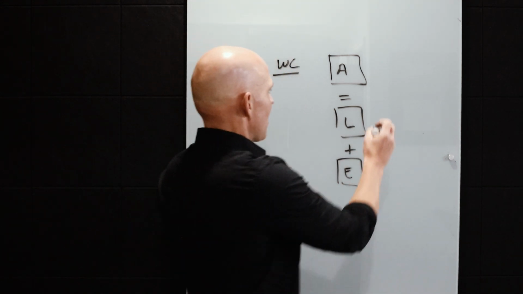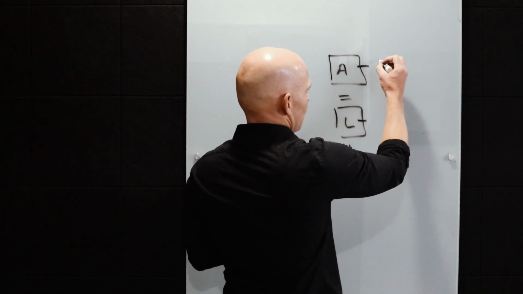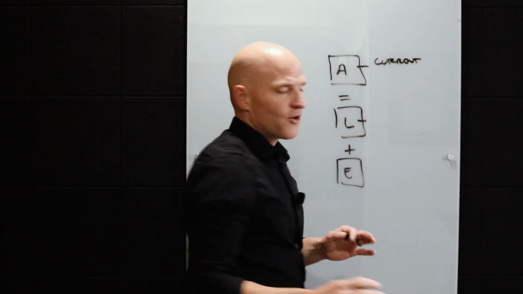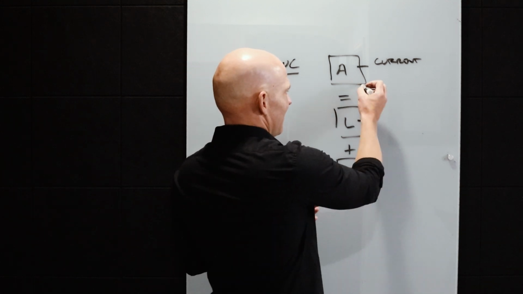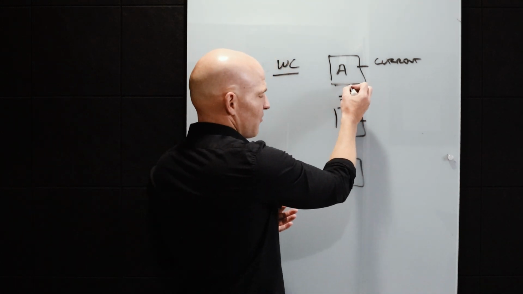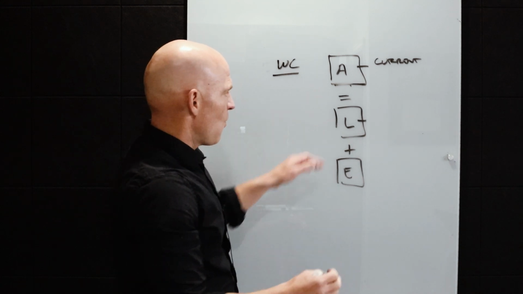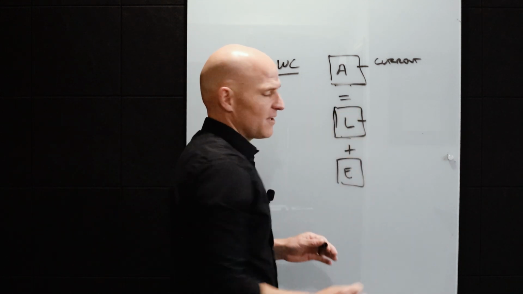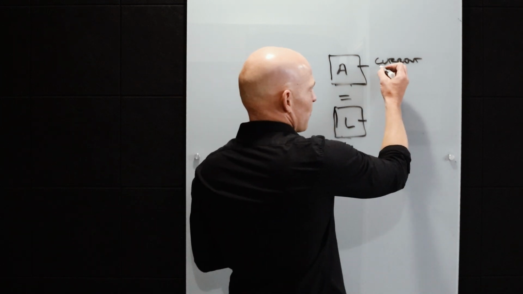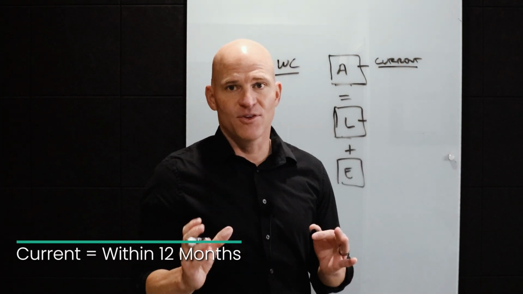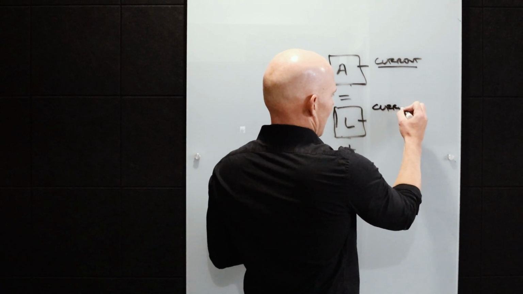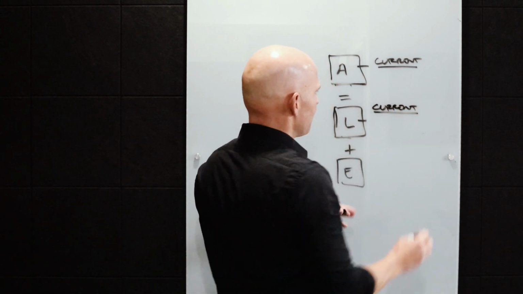Now, under assets and under liabilities, we have current items. Current items just represent things that are going to mature and convert into cash theoretically within a 12-month time frame under assets, or items under liabilities that are due and payable within a 12-month time frame. So when I say the word current, just think of within 12 months. So under liabilities, we also have current items as well.